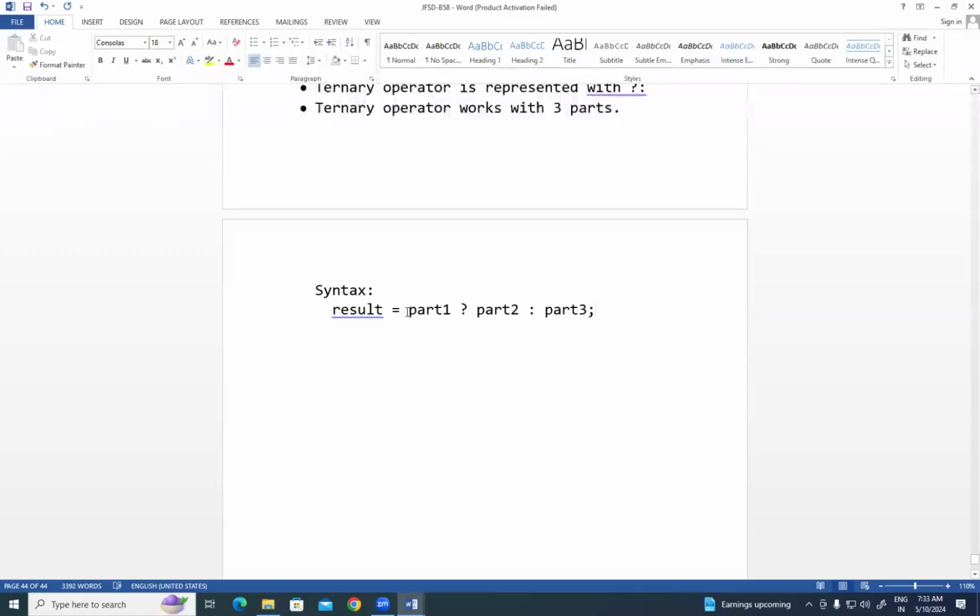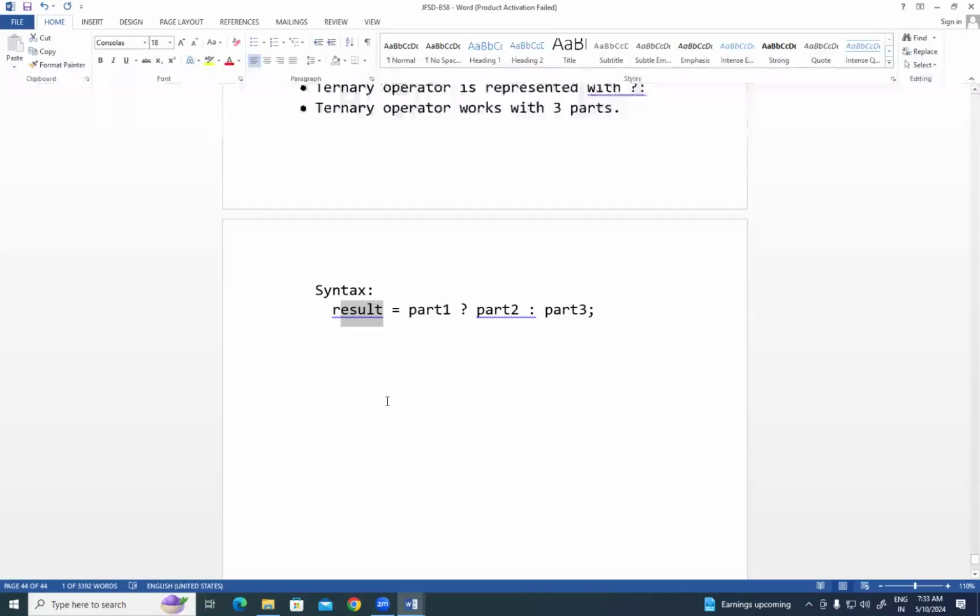Part 1 is going to be the condition. Part 1 should return a Boolean value. I repeat once again, part 1 should return a Boolean value. Part 1 is a condition. If the condition given in part 1 is true, then part 2 will be assigned to the result. If the condition is false, part 3 will be assigned to the result.